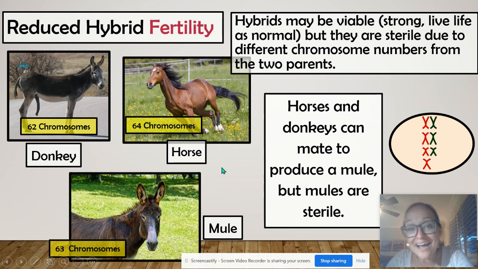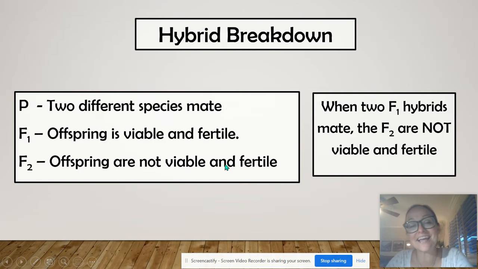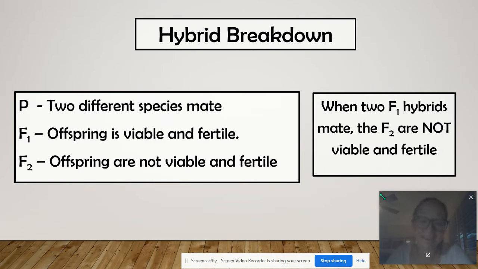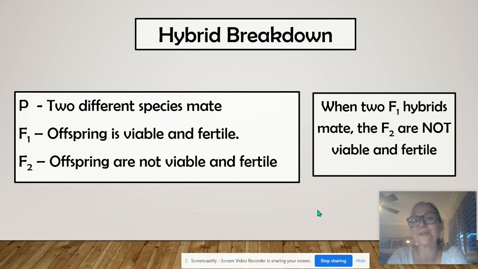Okay, and then our last postzygotic barrier and our last slide today. I don't have any pictures or examples, but it's called hybrid breakdown. This is where you have two different species mate, and then the F1 hybrids are viable and fertile. Now, the trick is, when an F1 hybrid and another F1 hybrid mate, the F2 are not viable or fertile. And then it begins to break down. That's where the name hybrid breakdown comes from.